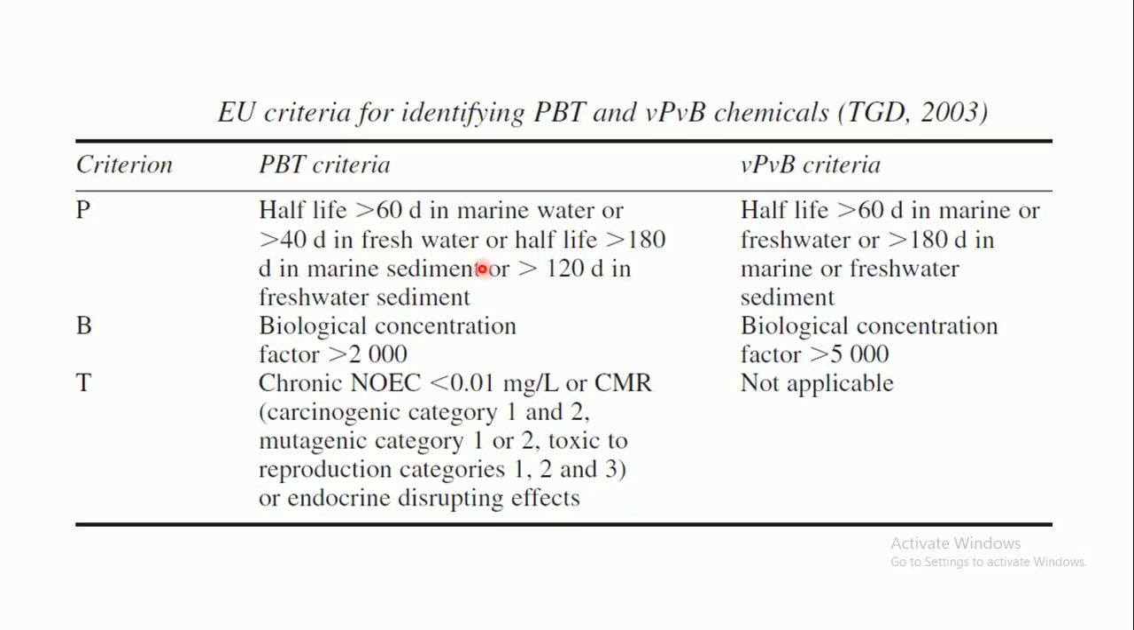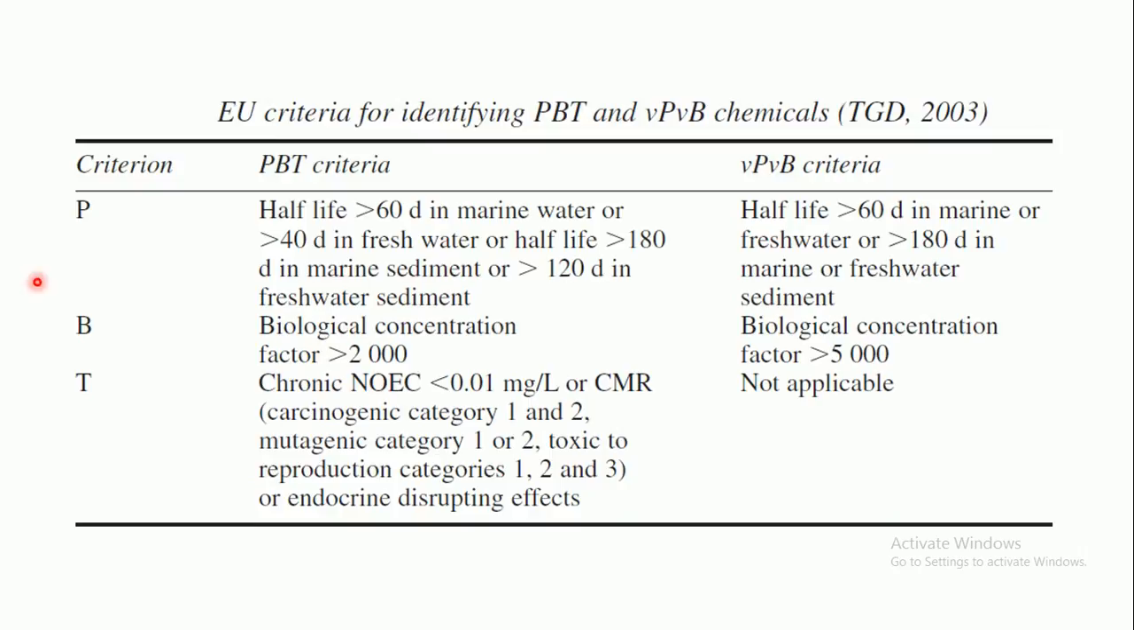Okay, so this is the table showing the EU, that is European Union, criteria for identifying particular chemicals as per these classifications. PBT criteria, that is whether it is persistent, B means whether it is bioaccumulative, and T means whether it is toxic. And VPVB criteria means what? Very persistent and very bioaccumulative. Now let us see how exactly the categorization of that particular chemical is done under PBT criteria.